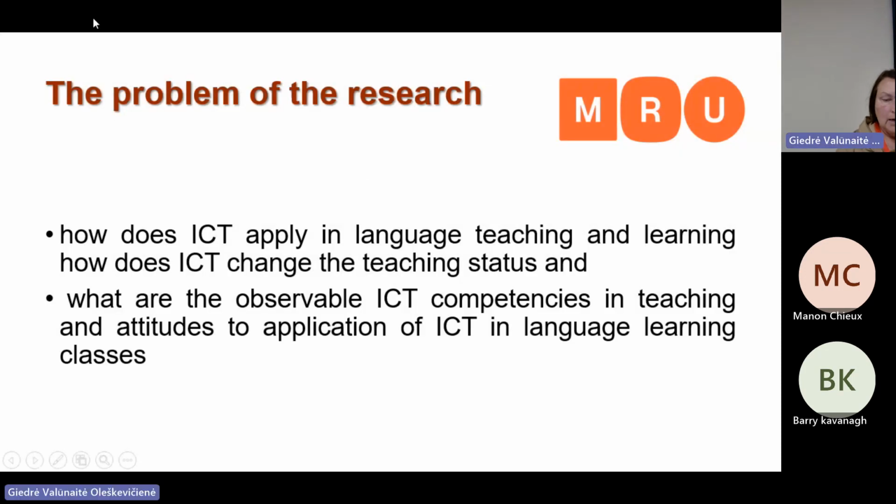Walk this way. So the problem for us when we were looking at the data that we collected from the questionnaire was how does technology apply in language teaching and learning, and how does it change the teaching status in the learning environment, and what are the observable competencies in teaching and attitudes to application of information communication technologies in language learning classes.